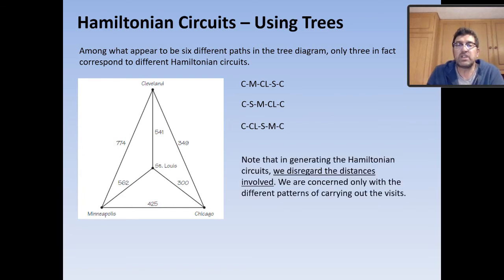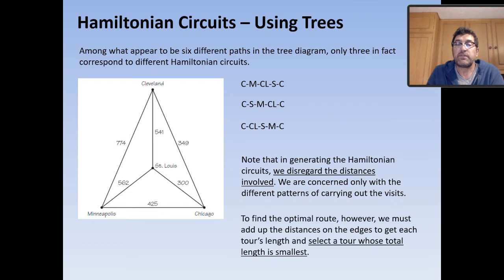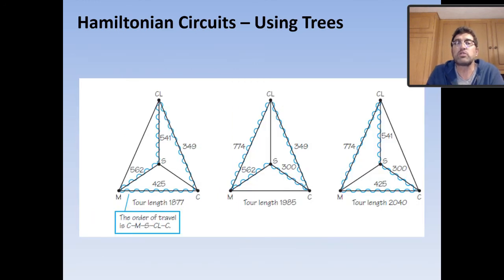Okay, so note that generating the Hamiltonian circuit, we actually discard the distances at first. We create the Hamiltonian circuit, and then to find the optimal route, we add the edges to decide which tour we are definitely going to take. So, things to watch out for when you use trees: the order of the travel doesn't matter. If you start in Chicago, you can go to St. Louis or Cleveland or Minneapolis, it doesn't matter. But the one with the minimum is the one on the left.